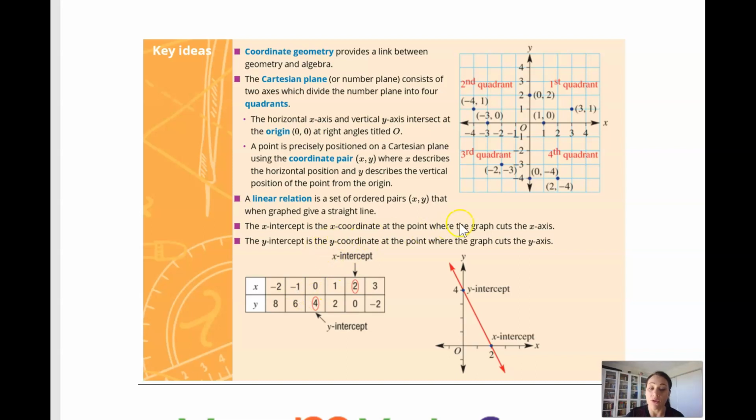We also have what's known as the x-intercept and the y-intercept. The x-intercept is what happens when this line crosses the x-axis and where that happens. So where y is 0. And the y-intercept is where x is 0. So where it crosses this y-axis here. So our y-intercept would be, in this case, 4. And our x-intercept would be at 2.